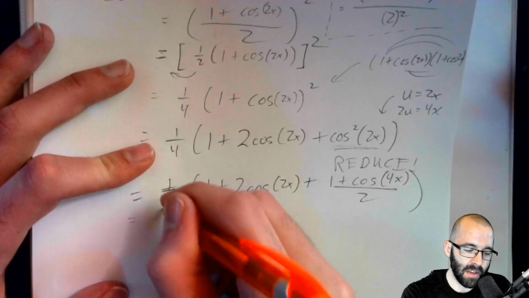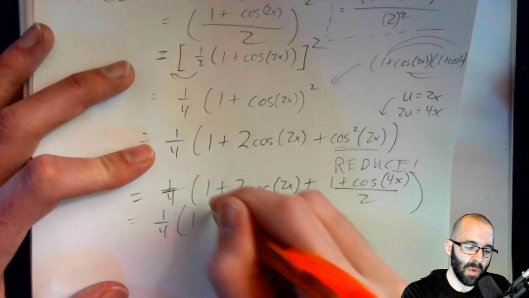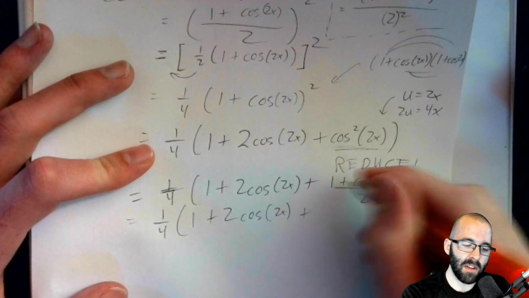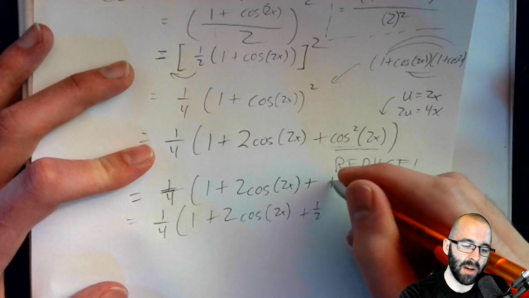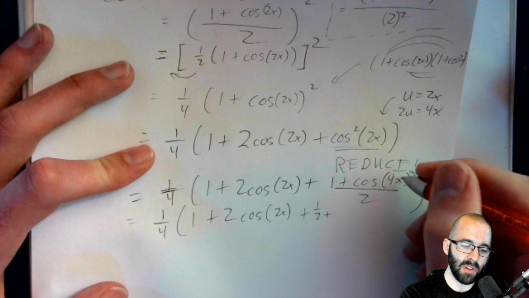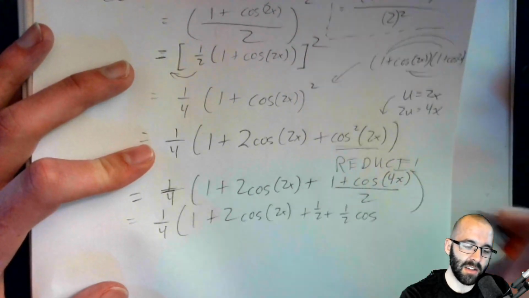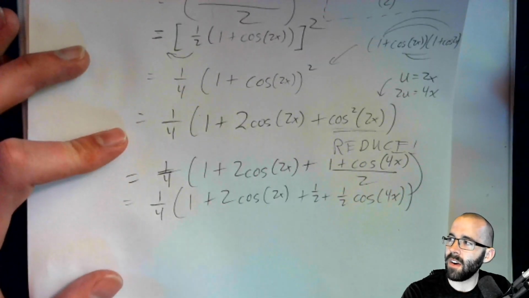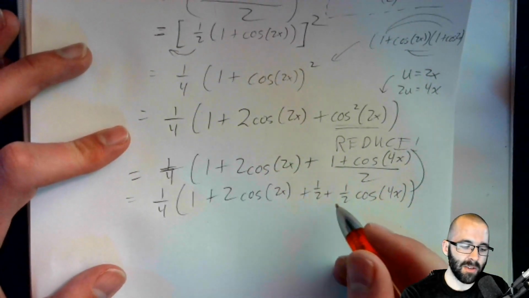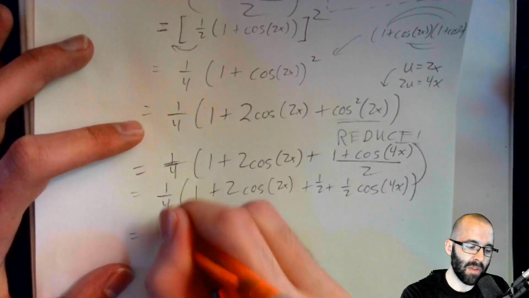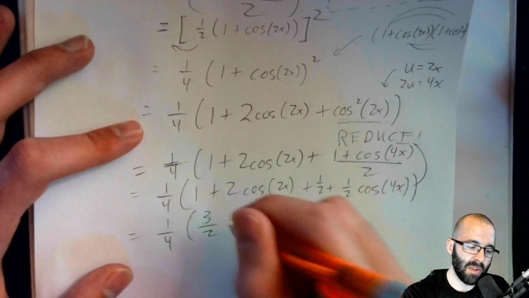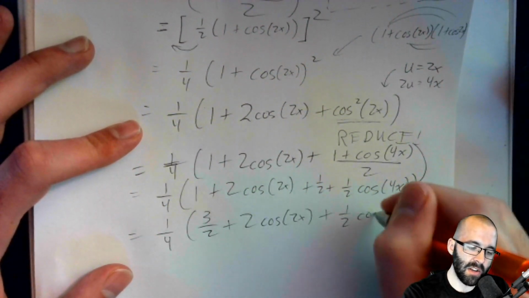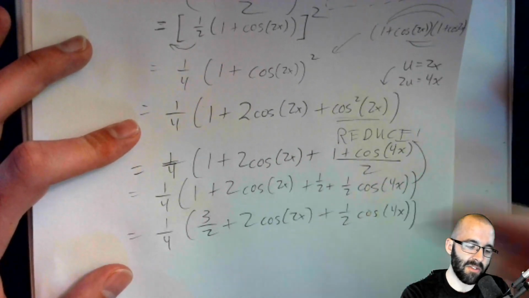I'll take either one. So I'm going to leave the 1/4 on the outside. We get 1 plus 2 cosine of 2x plus, if we have addition in the top, that means we can break it up: 1 divided by 2 plus cosine of 4x divided by 2, which we can also write like this. All right. And now collect like terms. 1 plus 1/2 is going to be 3/2. So you get 1/4 times 3/2 plus 2 cosine of 2x plus 1/2 cosine of 4x. And I would accept this as a final answer.